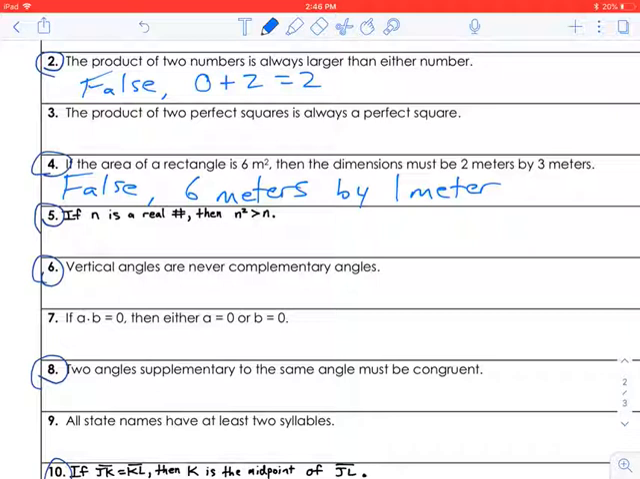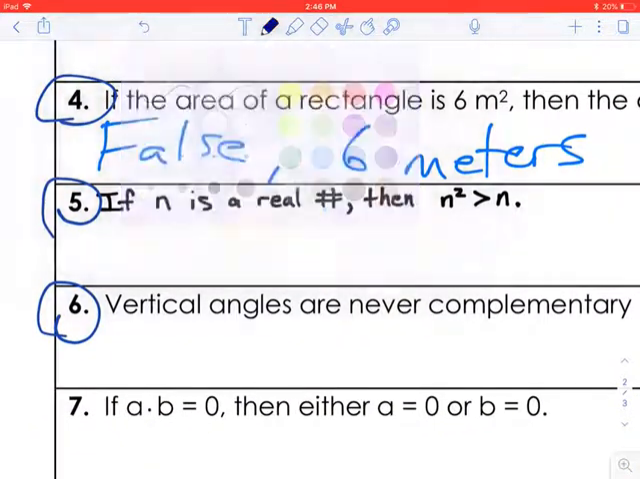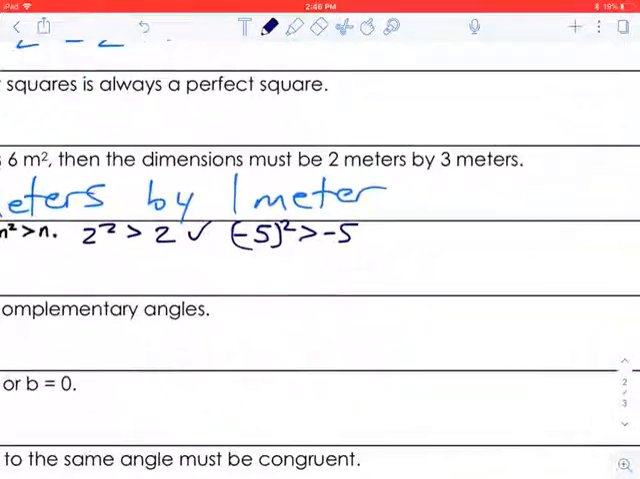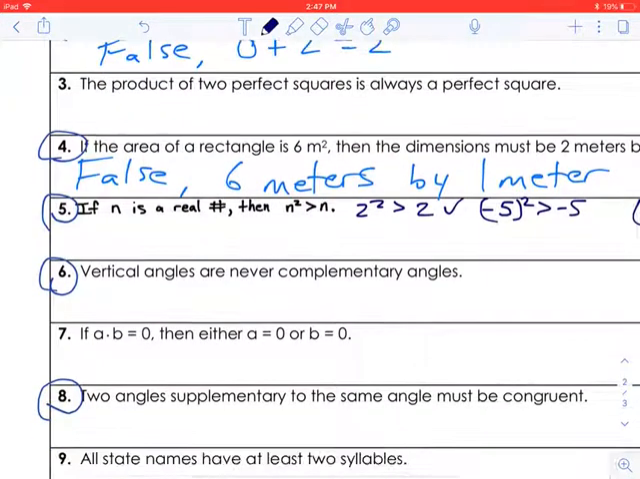Okay, so what about number 5? If n is a real number, then n squared is greater than n. Okay, so you have something like 2 squared is greater than 2. That's true. Negative 5 squared is greater than negative 5. That's true. But what about a fraction? We could have something like 1/2 squared. That's not greater than 1/2. So that would be a counterexample.